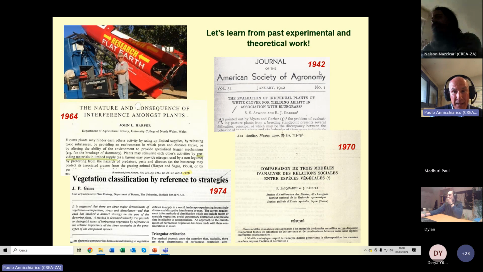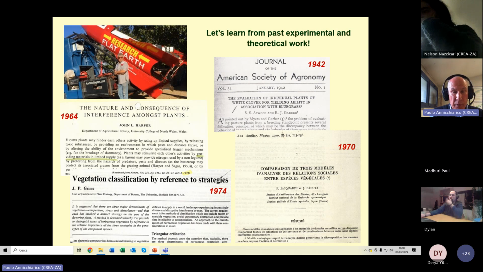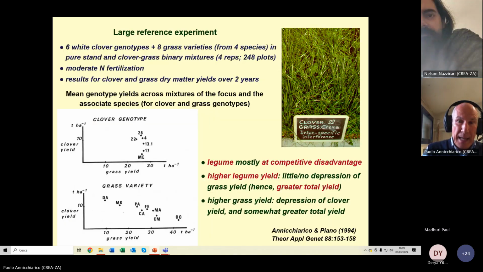nearly 80 years ago, there was this study focusing on the selection of white clover for intercropping. And then in the late 60s and the early 70s, there were several really inspiring papers. I'm reporting here a few that I found most valuable.